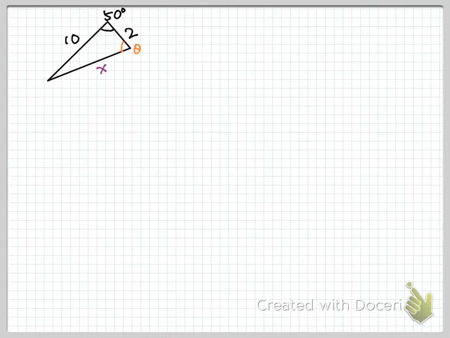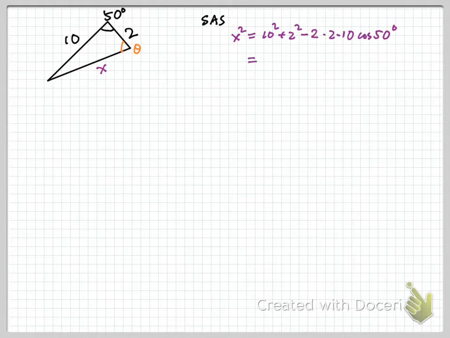Now to find x, we use the SAS cosine formula. We have SAS, alright? The two sides and the included angle. So we have x squared will be 10 squared plus 2 squared minus twice 2 times 10 times cosine 50, alright? Now you can do it on the calculator, so the answer is 8.85, right?